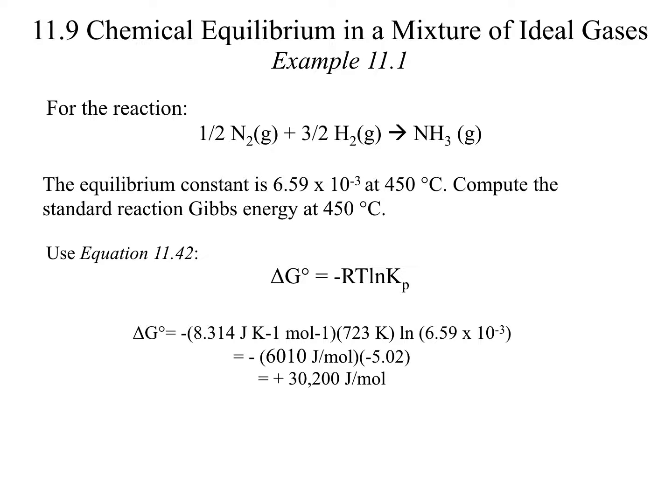So delta G0 then equals minus R, so that is the value of R with its units, T, the temperature in Kelvin, and log of the Kp. Now remember, you can only take a log of a dimensionless quantity. Therefore, the equilibrium constant expressed in pressure here is specifically written dimensionless. And that's how we derived it.